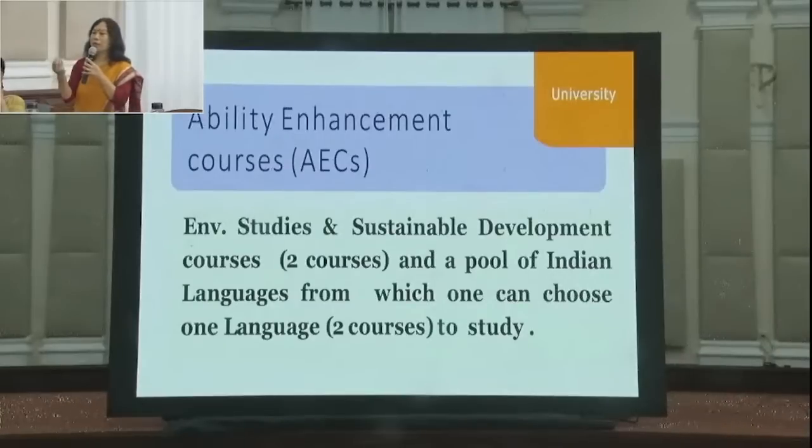So we are going to come up with the concept of cluster colleges, which we will call a knowledge network. These cluster colleges will coordinate amongst themselves so that they are able to provide maximum options to the students, whether it is a generic elective, a skill enhancement course, or an ability enhancement course in languages. Every college has teachers teaching environmental studies, so that's not an issue. But we are talking about the ability enhancement course in the context of Indian languages.